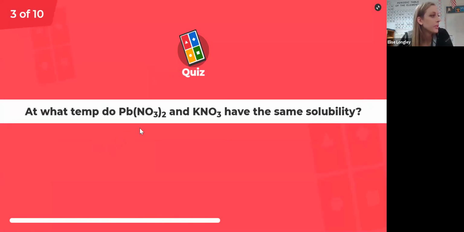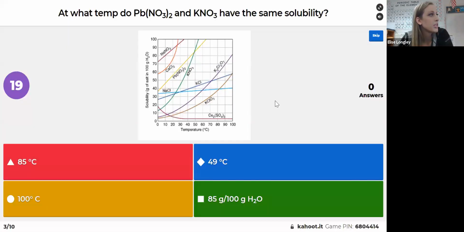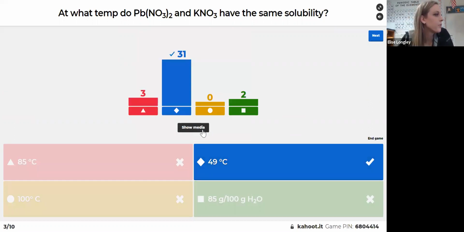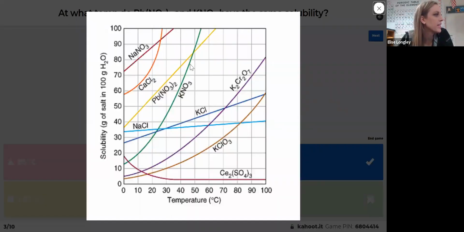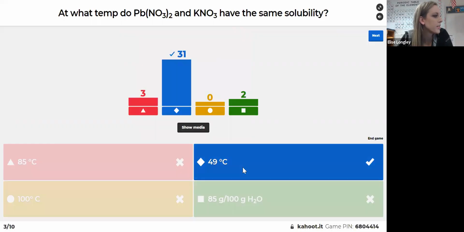At what temperature do lead nitrate and potassium nitrate have the same solubility? All right, good. 49 degrees Celsius. So you found where lead nitrate and potassium nitrate intersected. Look down at the temperature, saw it's closer to 50, but just under, and that was 49. Okay.